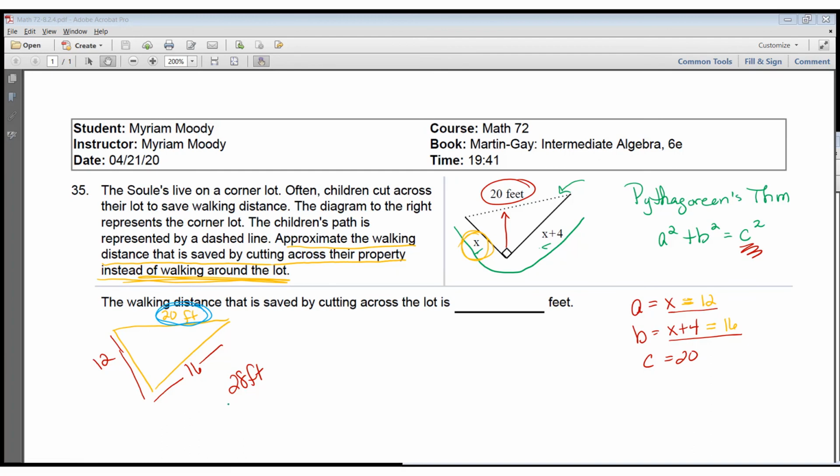So, know what you got to do? Excellent. You have to subtract, which means they saved 8 feet. They're walking 8 less feet by cutting across the Soul's property versus walking around it. Now, if the Souls are okay with that, yay. But if they're not, those kids are going to have to learn to walk around and walk another 8 feet every time they take that path. I guess they'll get their steps in for the day, won't they?